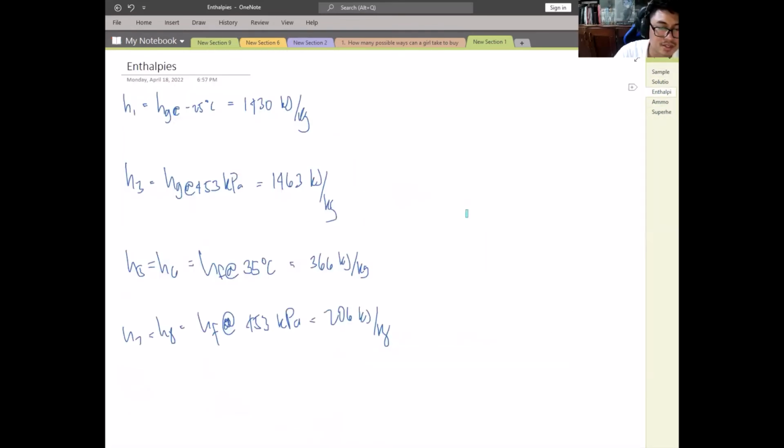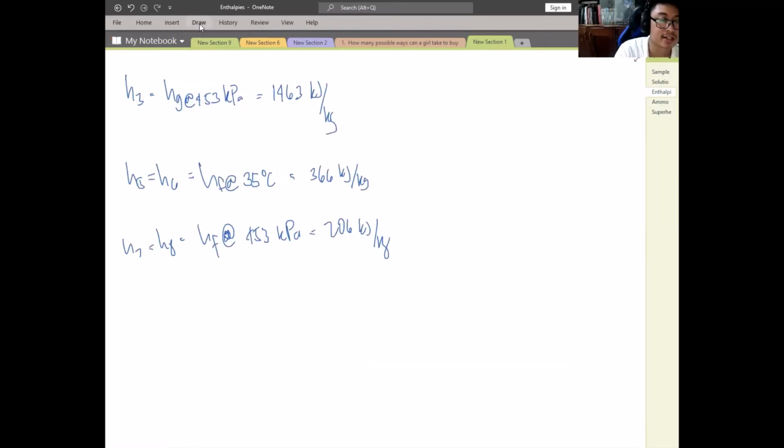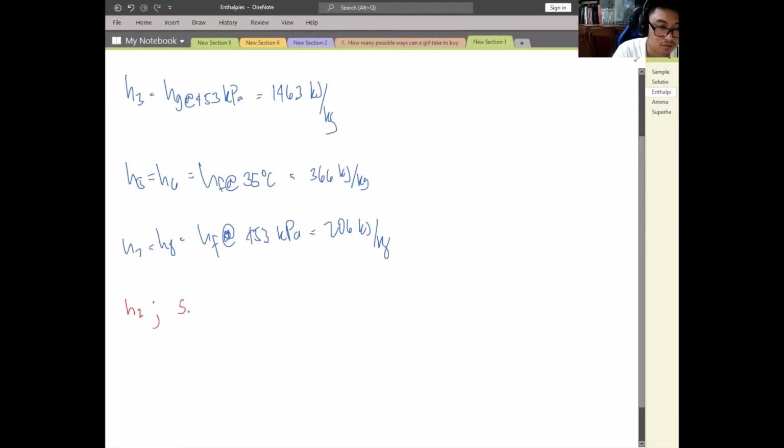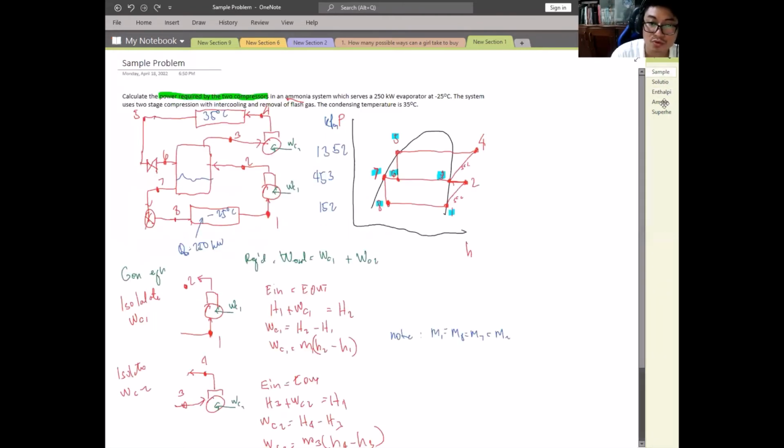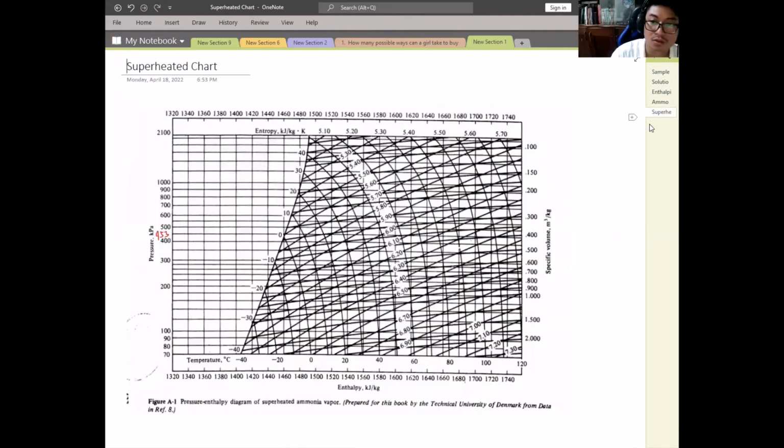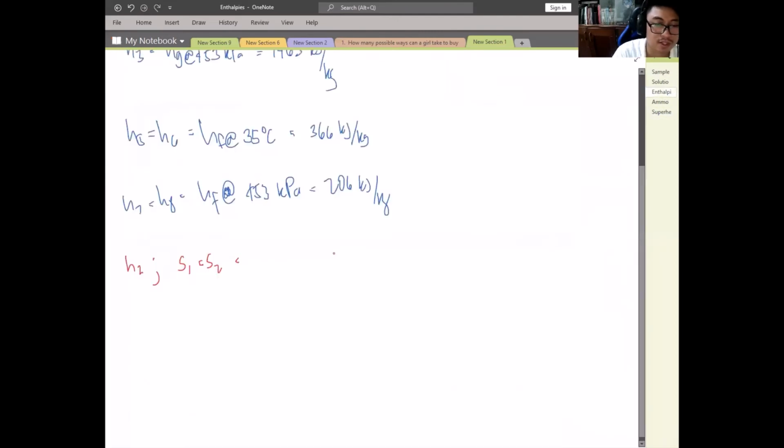Let's mark it red because it is superheated. So H2, solving for H2. S1 is equal to S2, and what is our point 1? 152. Okay, 152 kPa.